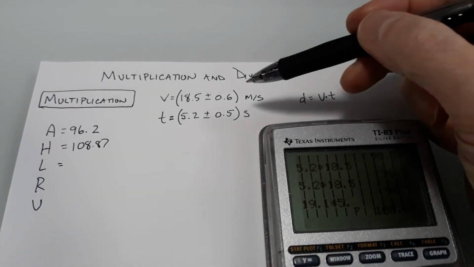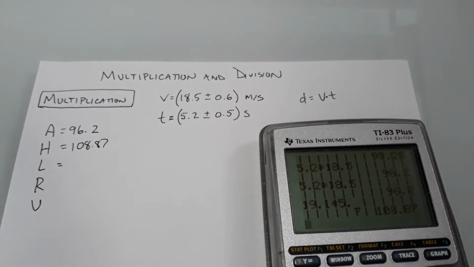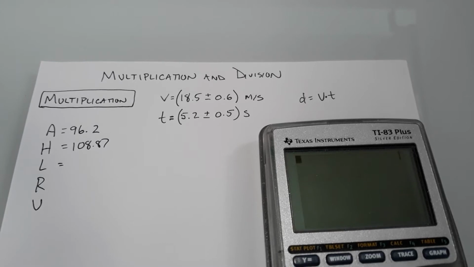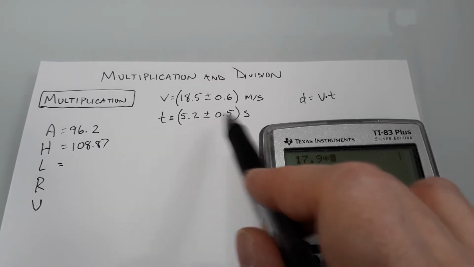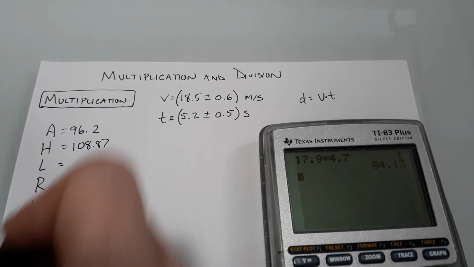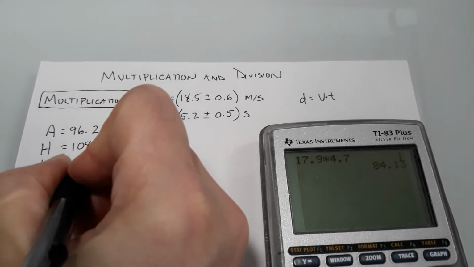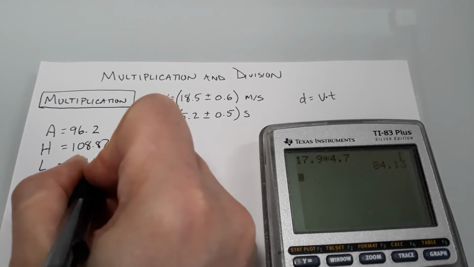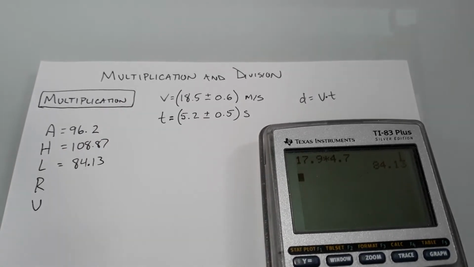The low number would be achieved by going in the opposite direction. So we'll go 18.5 minus 0.6, which would be 17.9, times, and then we're going to subtract the 0.5 from this one, which would give me 4.7. So that is 84.13.